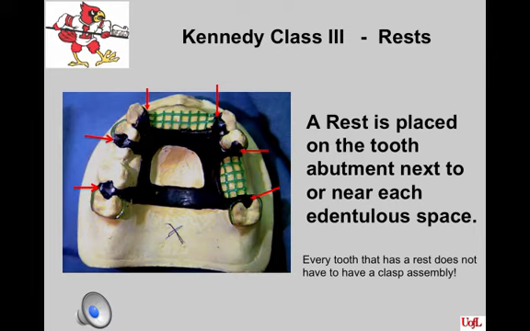A rest is placed on the abutment tooth next to or near each edentulous space. This is an example of a framework that has been waxed on the refractory cast and is about ready to cast into a framework. A rest is placed on the abutment tooth next to the anterior edentulous area, even though we do not clasp those 2 teeth. We only have 4 clasps on a Kennedy Class 3 partial denture framework. We can rest the tooth without placing a clasp assembly on that tooth, but we have to have a rest next to each edentulous area.